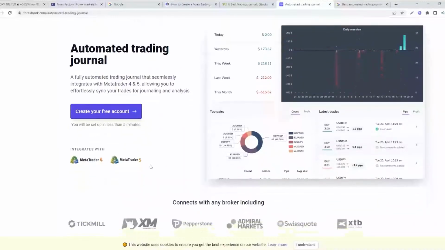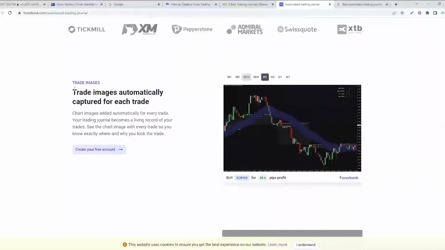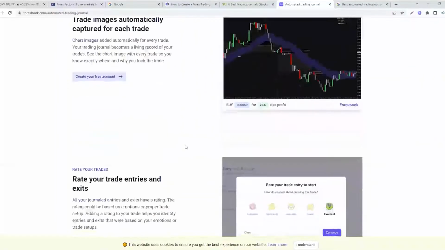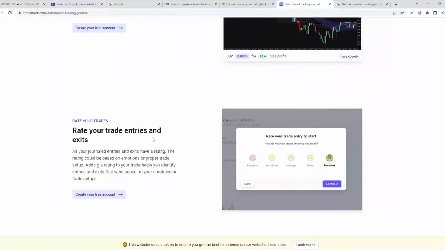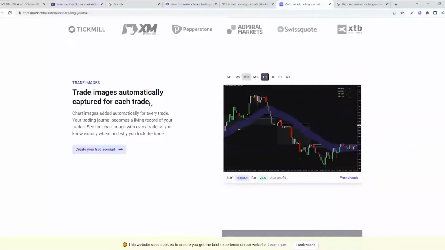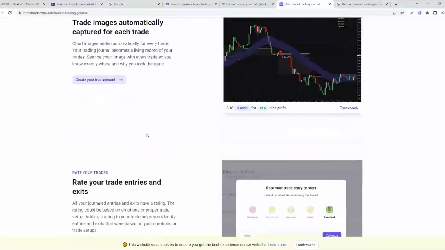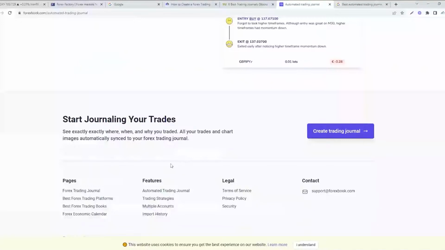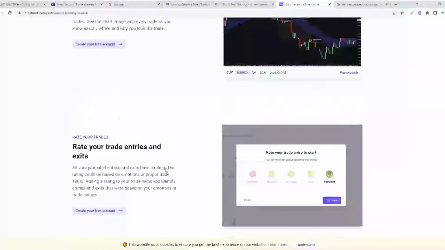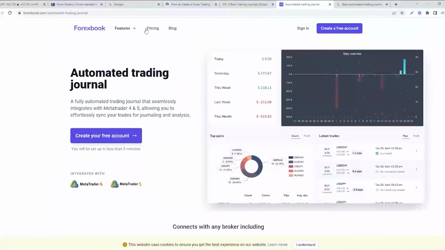Okay, and it connects with many brokers as well. The trade images are automatically captured for each trade, so that's good. You can also rate your trade entries and exits. I guess it's a personal rating, so I don't know if it's a really good feature, but the fact that it automatically captures your trades is really useful. You can add your comments as well, and you can start journaling the trades. This is just an example of some of the automated trading journals that are available.